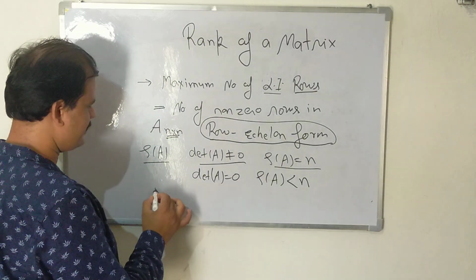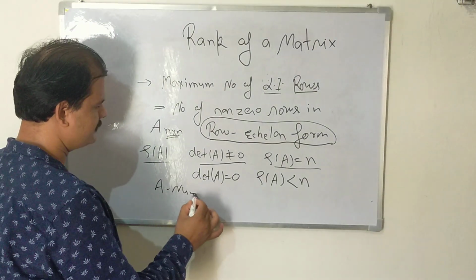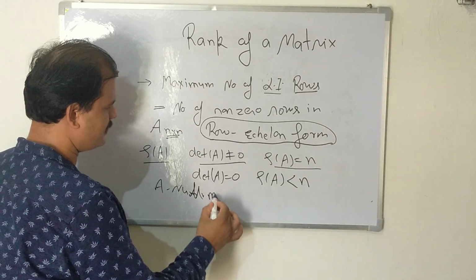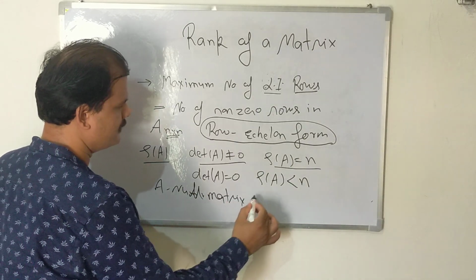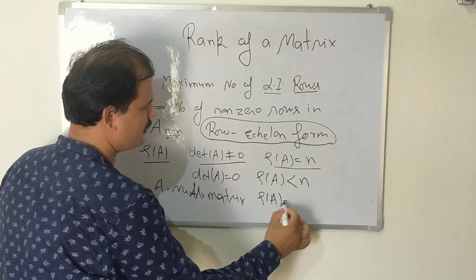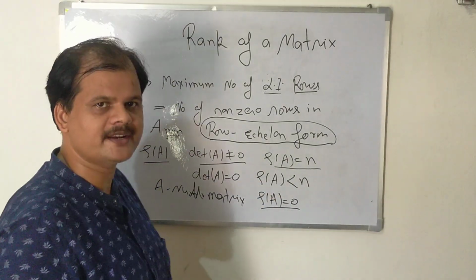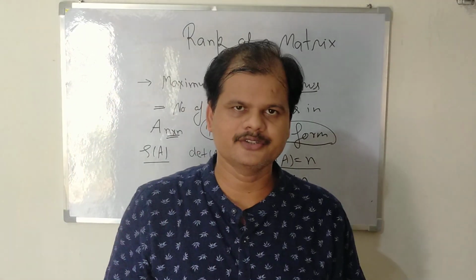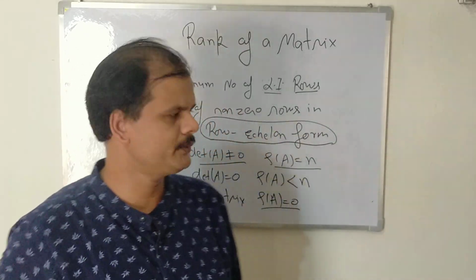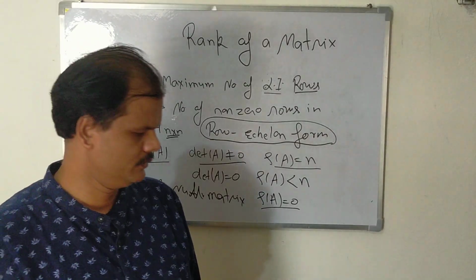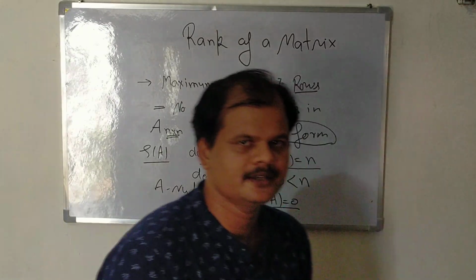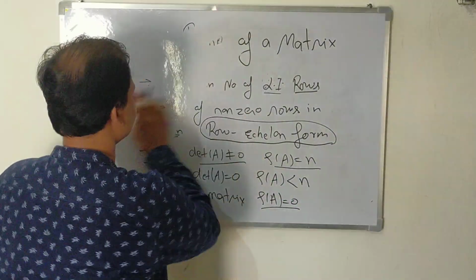And for the null matrix, if A is the null matrix, then rank of A equals 0. Null matrix means all the entries are 0, so the rank of the matrix will be 0. So now let us see what is the row echelon form.